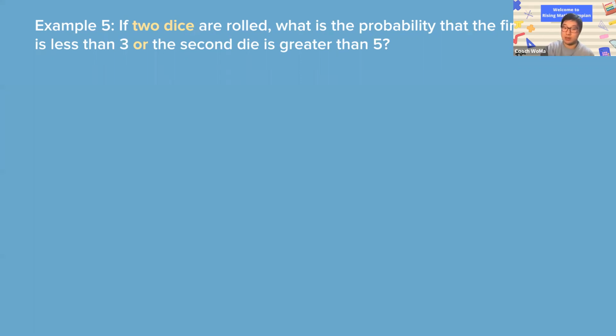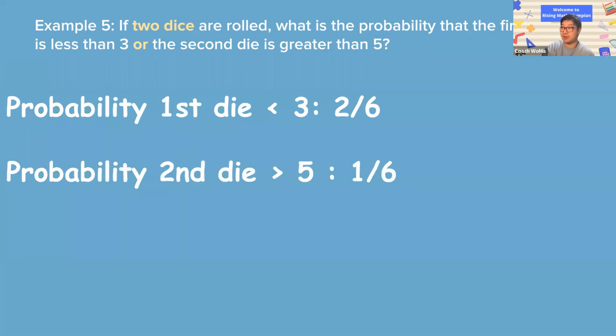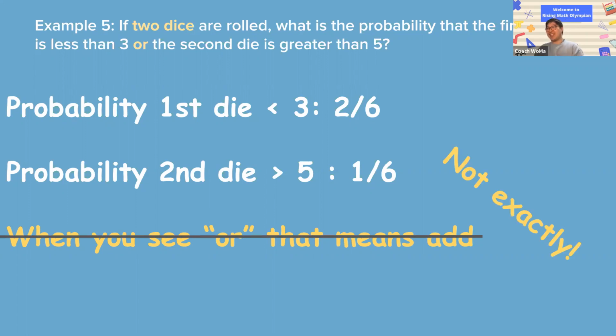All right, let's start going over this. For this problem, it's very deceiving. So we do what we were doing before. Probability of the first die being less than 3 is 2/6. Probability of the second die being greater than 5 is 1/6. And when you see or, that means add, right? So 2/6 plus 1/6 is 3/6, right? Not exactly in this case.